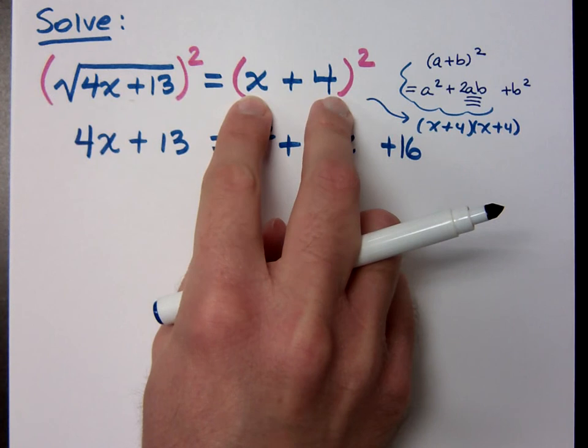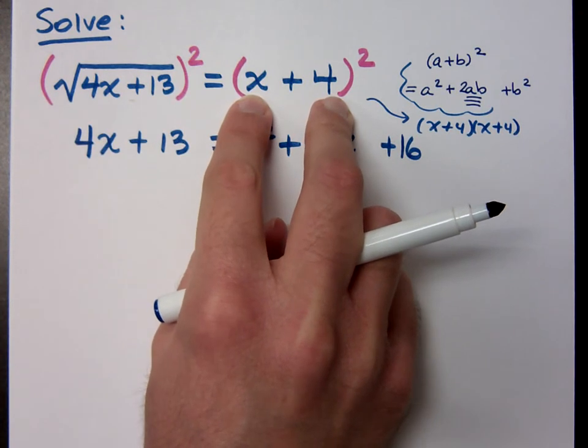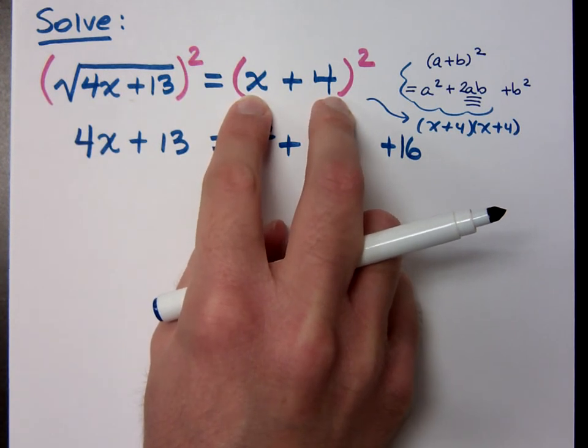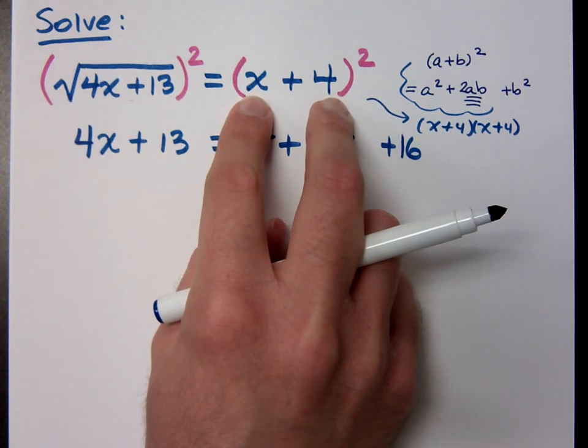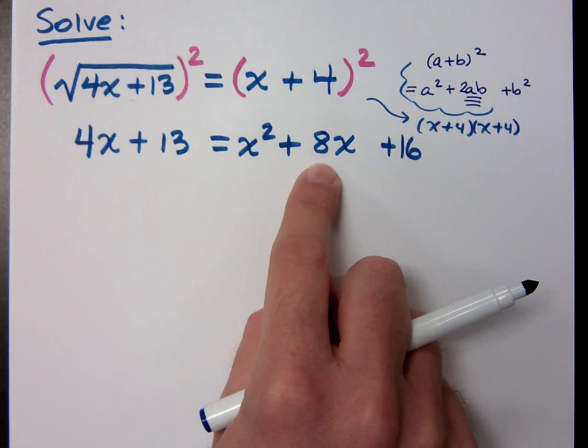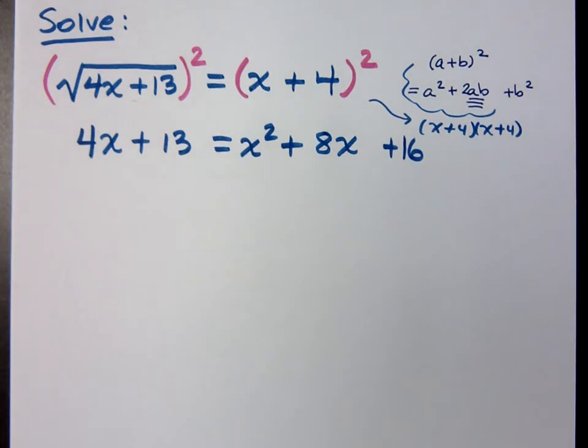Remember, it's a times b, and then you double that. Because if we were to FOIL this, we get 4x, not just once, but what? Twice. So if you double 4x, you get 8x. Now look at the equation that I have. What will I do here to solve this? I need to set it equal to 0 because this is a quadratic equation. So how do I do that?